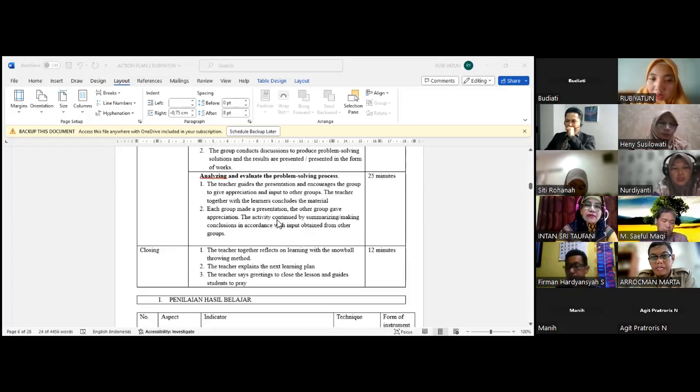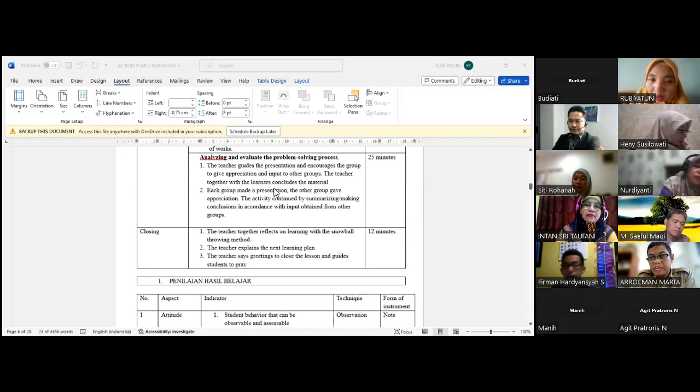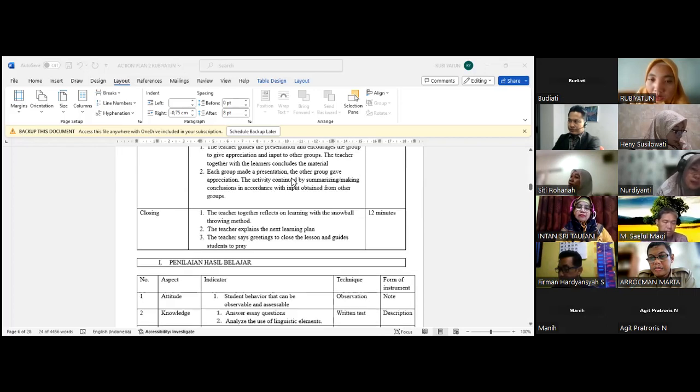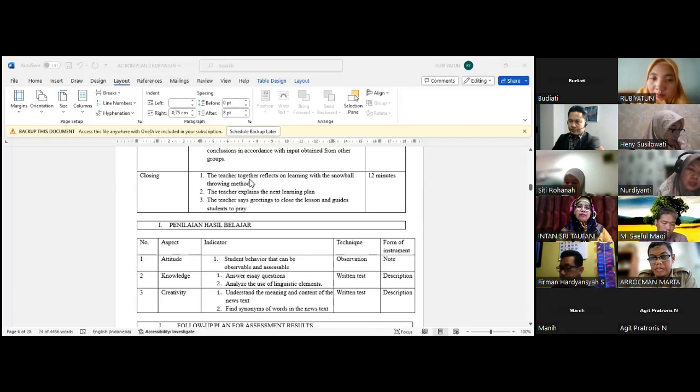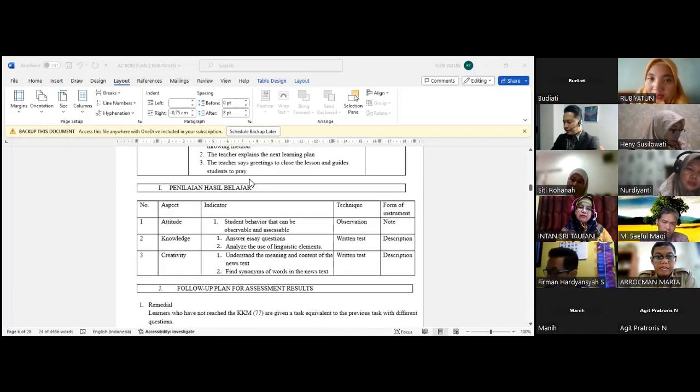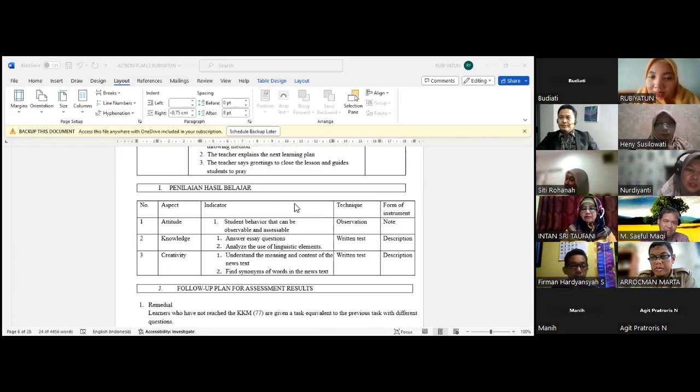After that, in analyzing and evaluating the problem-solving process, the teacher gets the presentation and encourages the groups to give appreciation and input to other groups. Miss Nurdianti, Mr. Sofian will also explain more clearly. Thank you. Okay, thank you, Miss Ruby.